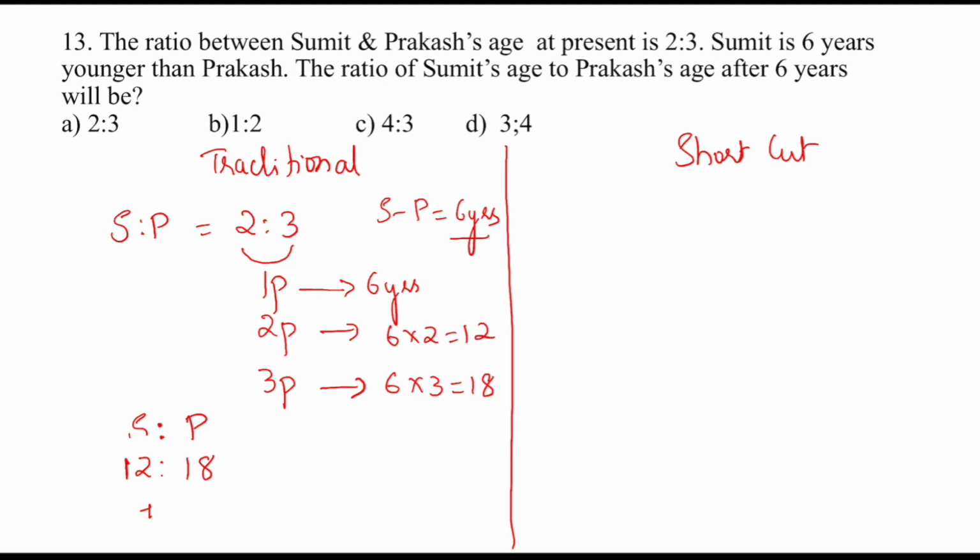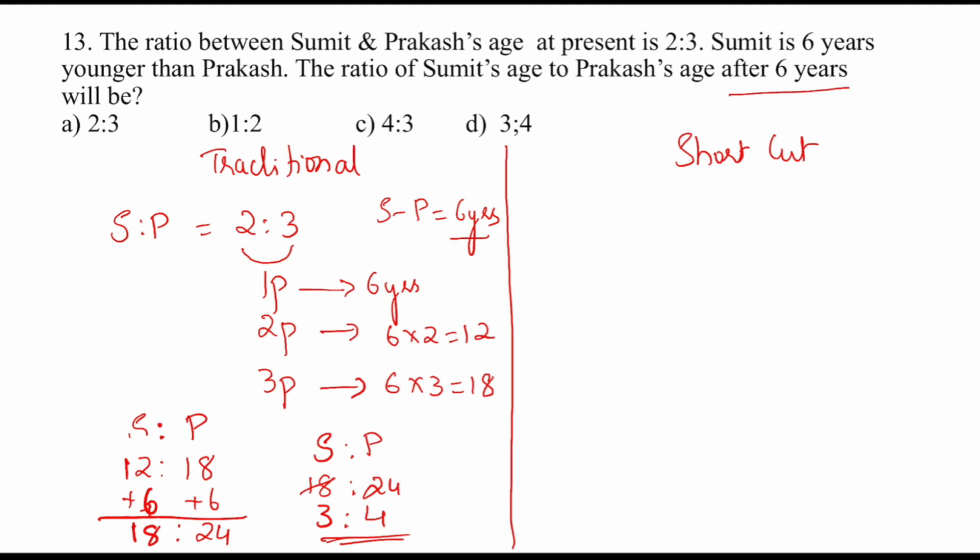But we want their ratio between Sumit and Prakash after 6 years, isn't it? So I'll add 6 years for both. This is the present ratio. We'll add 6 years for both. So how much will it be? This is 18 and 24. Therefore Sumit is to Prakash is how much? 18:24, or it is 6 3s are 18, 6 4s are 24, so 3:4 is the answer.